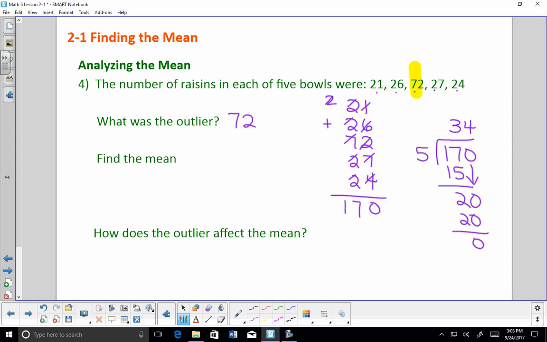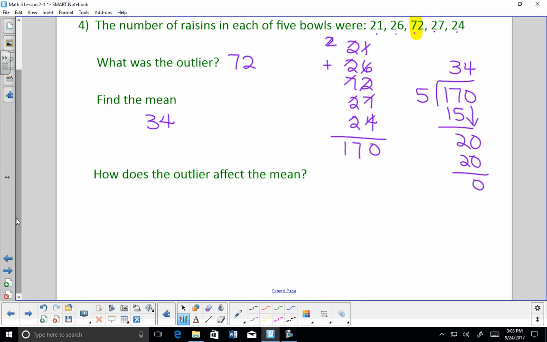Well, I don't have 34 raisins in each bowl. In fact, none of the bowls have more than 34 raisins in them, except for the one bowl that has 72, which helps us to see that our outlier raised our mean quite a bit. If I would take the number 72 out and recalculate the mean, I would have fewer raisins in my bowls. Okay, let's take a look at how this outlier affects our mean.